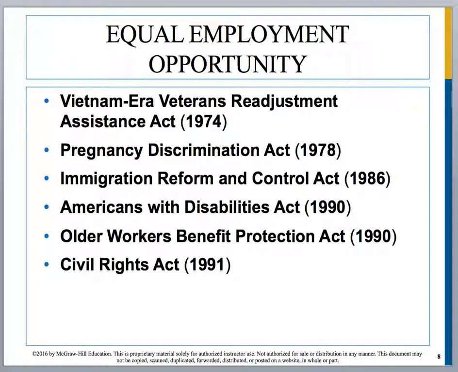The Older Workers Benefit Protection Act of 1990 provides protection for employees over the age of 40 in regard to fringe benefits and gives employees time to consider an early retirement offer.